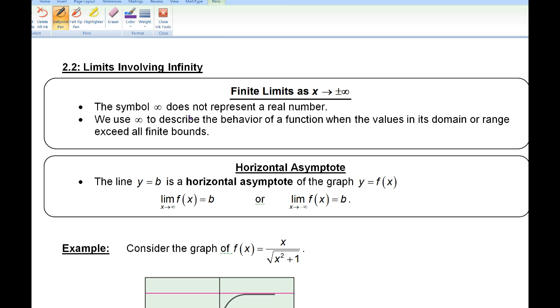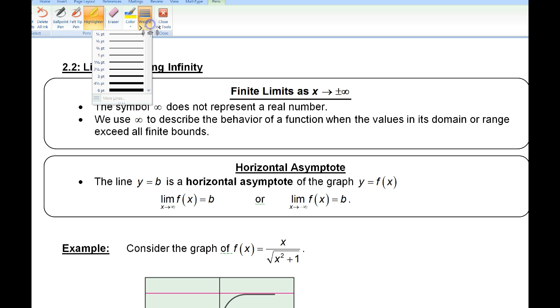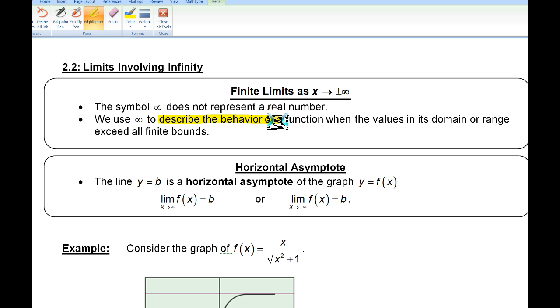But remember, when we talk about infinity, that symbol doesn't represent a real number. Okay? It's not a real number, but we use it to describe what's happening in the graph. So it describes the behavior of the function.